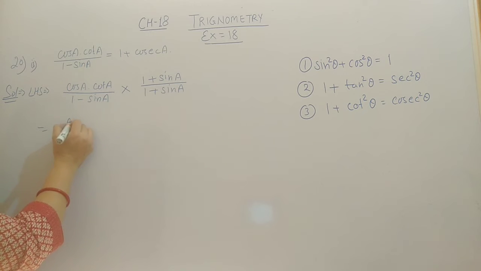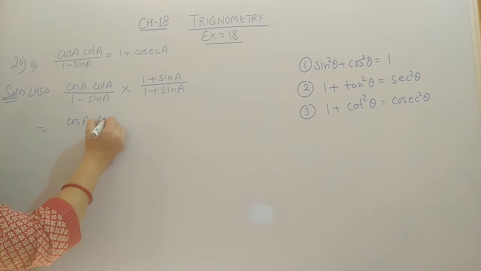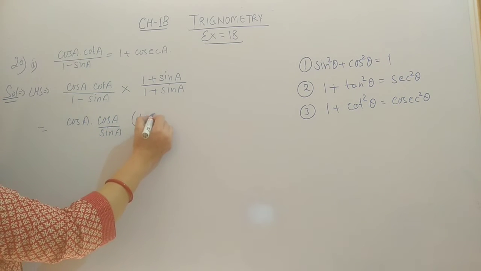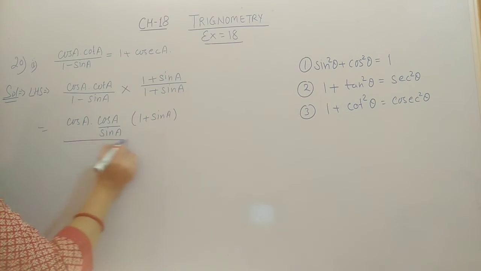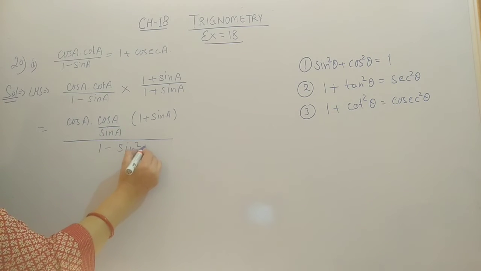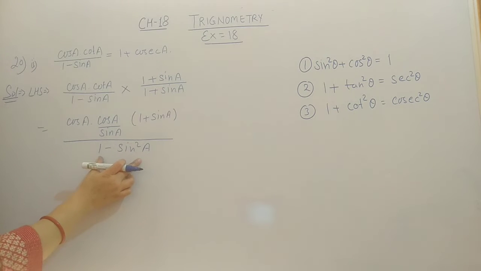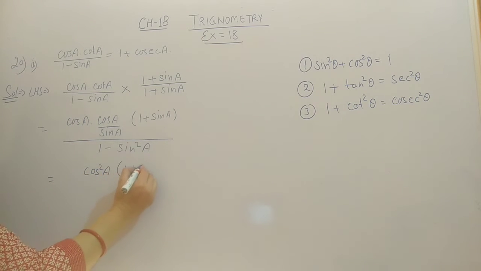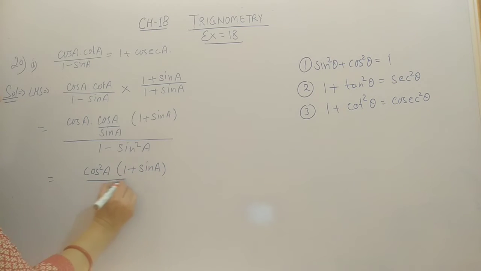So we have cos A. This cot A also we can write as cos A by sin A, and this 1 plus sin A, and denominator 1 minus sin A, 1 plus sin A, which will be 1 minus sin square A. 1 minus sin square A, with the help of first identity, we can write as cos square A. This numerator also will become cos square A into 1 plus sin A divided by sin A, and whole divided by this cos square A. So this cos square A will cancel out.